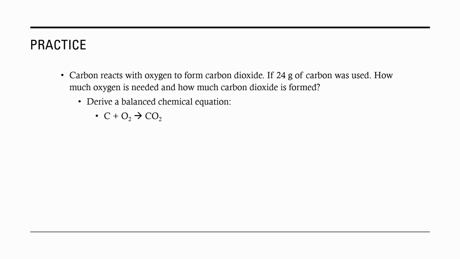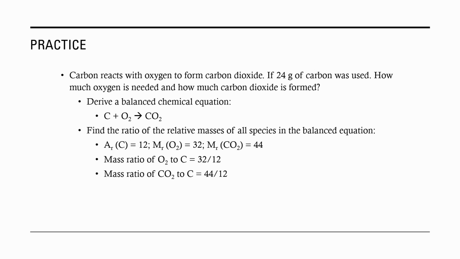Next, we're going to find the ratio of the relative masses of every species in this equation. And to do this, we're going to need the relative atomic masses of every element in this equation, and that's carbon and oxygen. So the relative atomic mass of carbon is 12, the relative molecular mass of the oxygen molecule is 32, and for carbon dioxide, it's 44. Next, we're going to find their mass ratio relative to the species with the known mass.